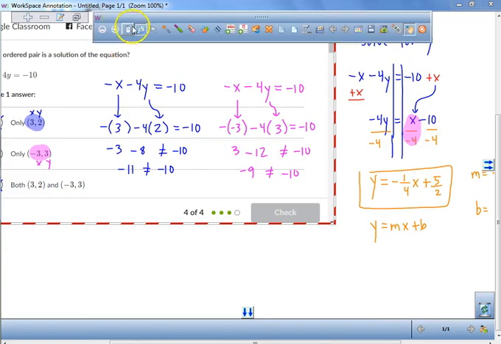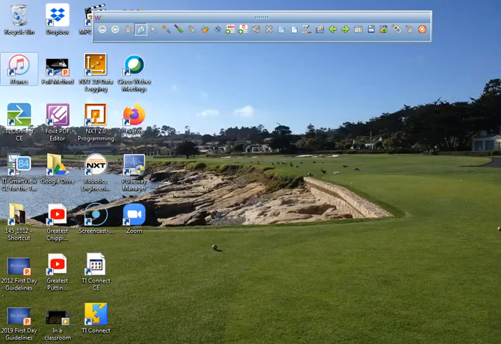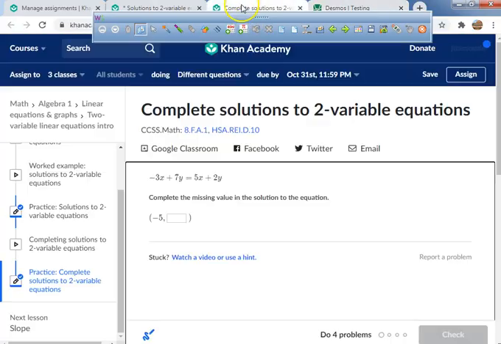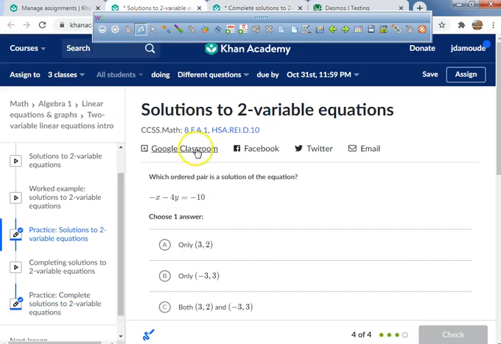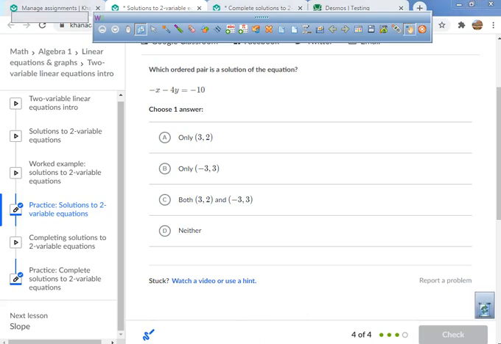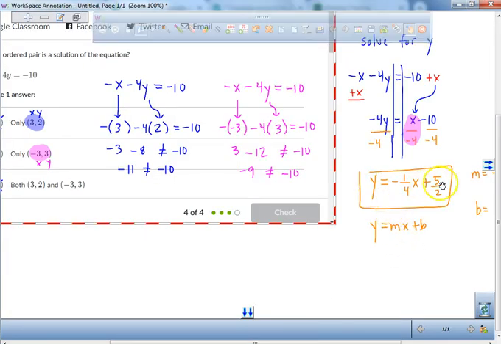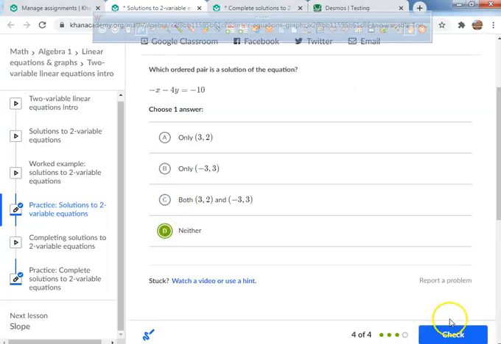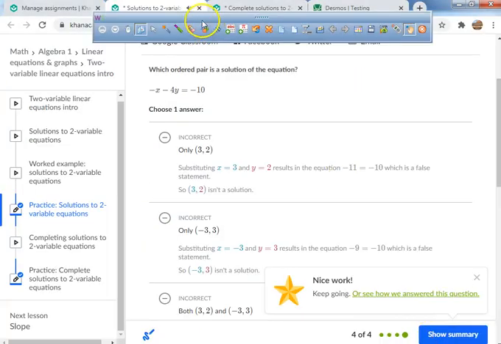Would you guys agree it's faster to simply plug in the numbers and see if they work versus having to change it to y equals mx plus b and then type in the numbers and see if they work? It's a lot easier just to plug the numbers in and see if it works out. Okay? So we're going to say neither. All right, so that was yesterday's assignment.